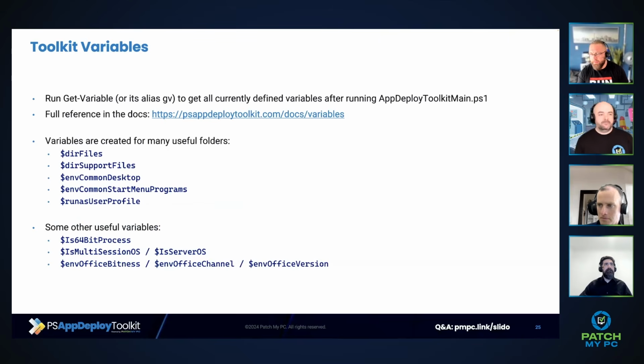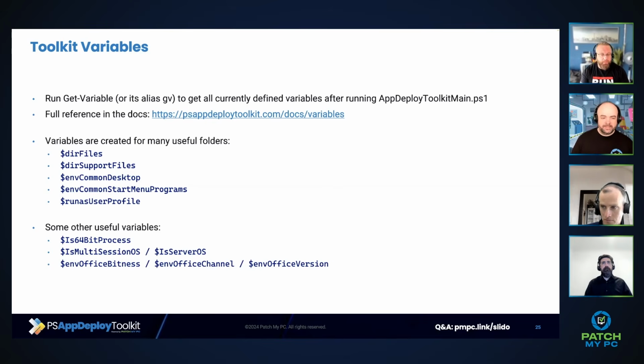Another tip, after you've dot-sourced the deploy application PS1, you can run Get-Variable or its alias GV, and you'll just get a big list of all the currently defined variables. There's a lot in there that might not even be in the docs. They're just ones that are created when the toolkit initializes. There's some useful ones in there as well. There's some standard ones that you might want to use during your installation process. There's dirFiles, which is the path of the files folder within the toolkit, and the same goes for dirSupportFiles.